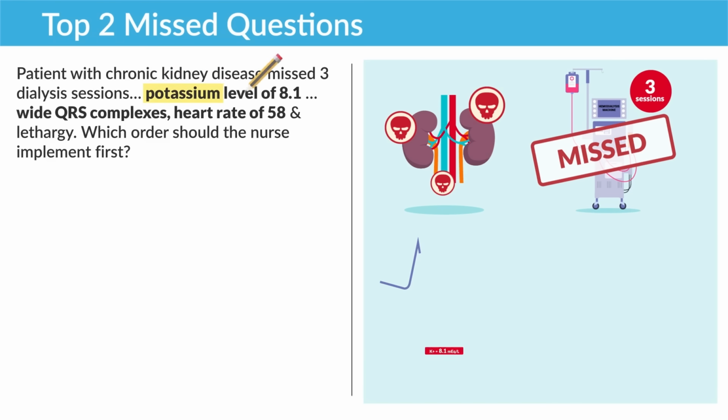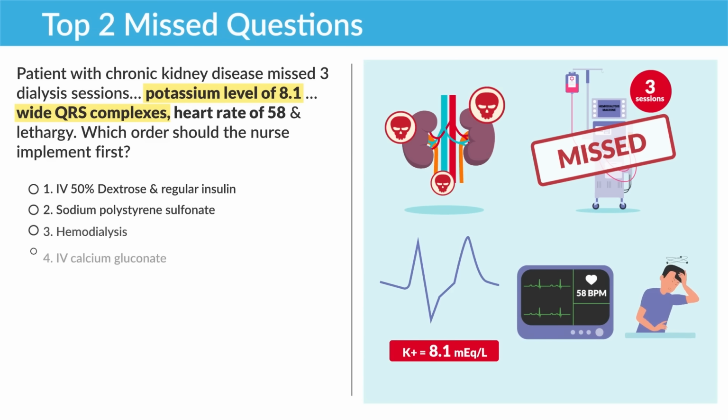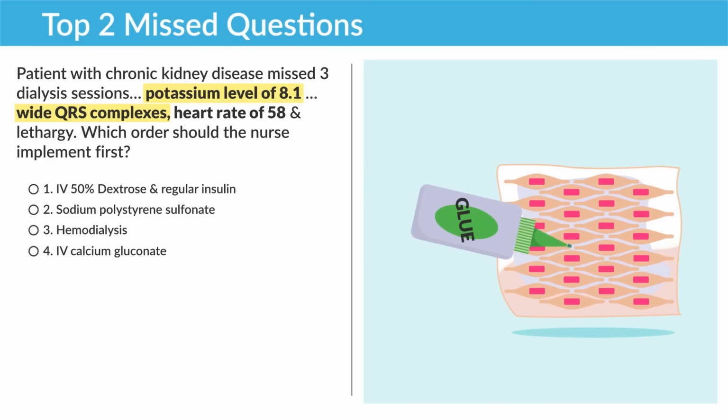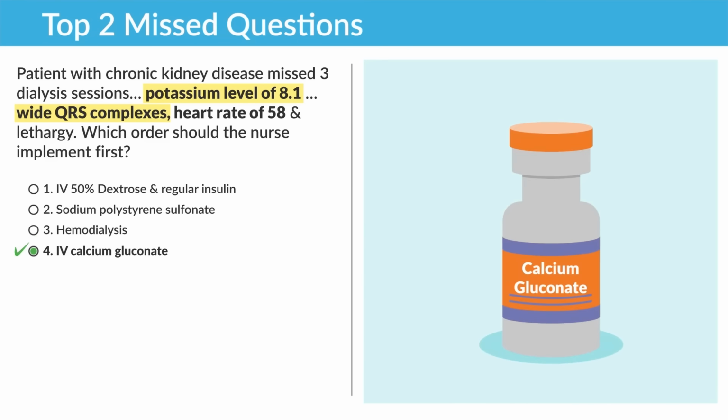With key terms here, potassium level of 8.1, wide QRS complexes, a heart rate of 58, and lethargy. Which order or prescription should the nurse implement first? So the key term here is high potassium with wide QRS complexes. That key term indicates dysrhythmias. So just think, you have to give calcium gluconate first to glue down those crazy heart muscles and prevent the progression into those deadly heart dysrhythmias. So option number 4, IV calcium gluconate, because the key term was about dysrhythmias and high potassium.